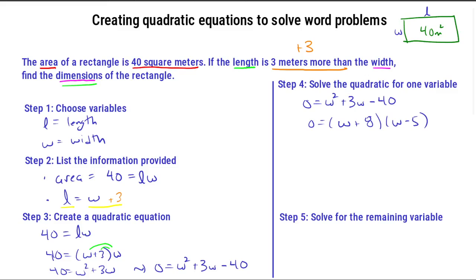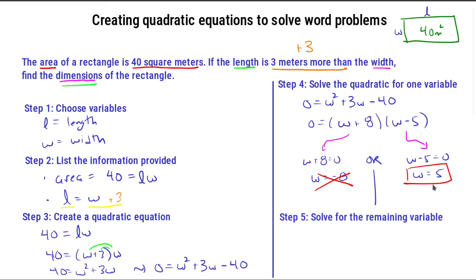All right, and then, using the zero product property, we split this up into 2 equations. We've got W plus 8 equals 0, or W minus 5 equals 0. So W equals negative 8 or W equals 5. But if we think about it, if the width is negative 8 meters, that doesn't really make a whole lot of sense. When we talk about widths and lengths, they're going to be non-negative. The width of a rectangle wouldn't be a negative number in real life. So we can eliminate this. And the only solution we find is width equals 5 meters.